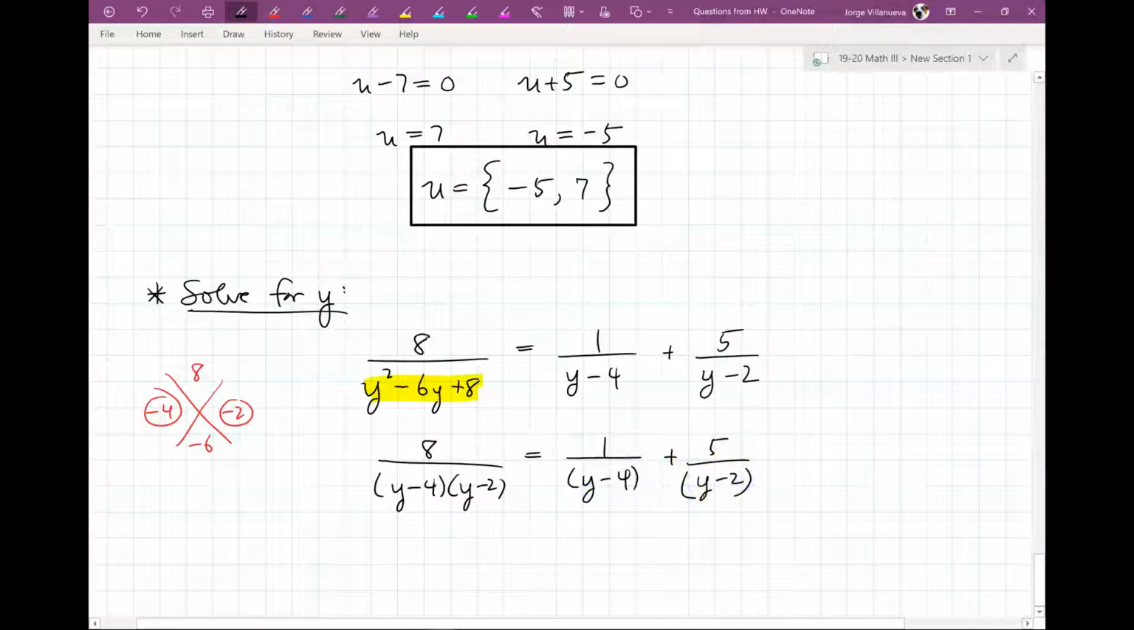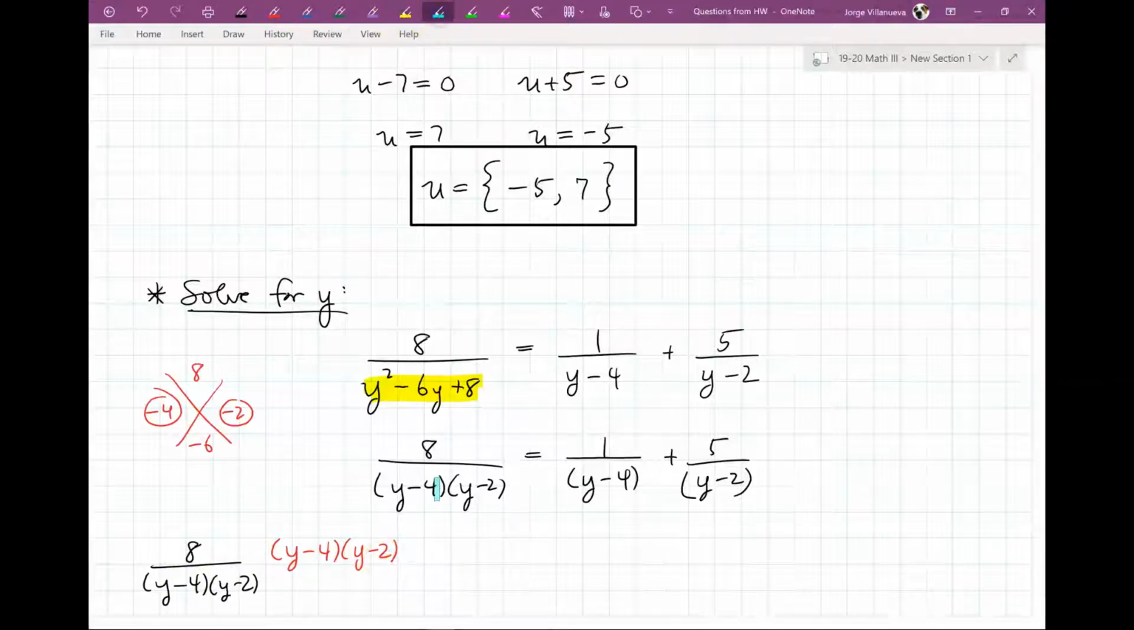Now remember, I told you guys that you want to multiply by all the denominators. Notice how there's a y minus 4, there's a y minus 2, right? So that's what I'm going to multiply by, a y minus 4 and a y minus 2. So it's going to look a little weird, but here it is. It's going to look like 8 over y minus 4, y minus 2 times y minus 4, y minus 2. If you're wondering why I picked those, well, look, there's a y minus 4 here and here. There's a y minus 2 here and here.